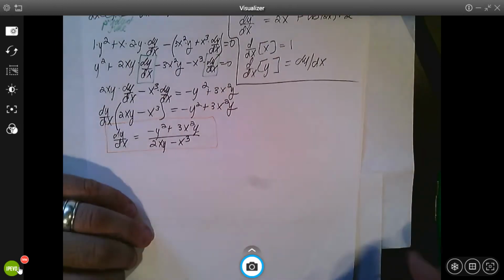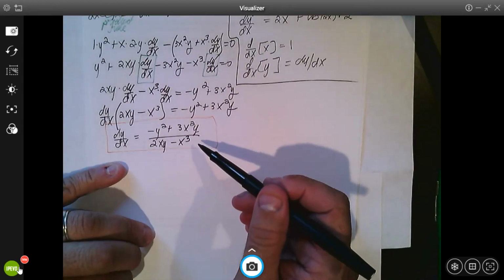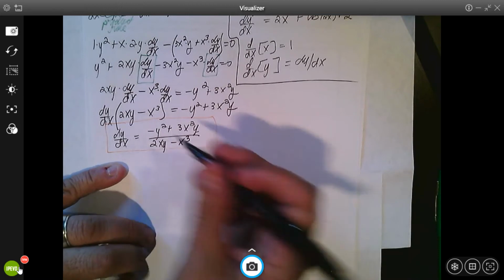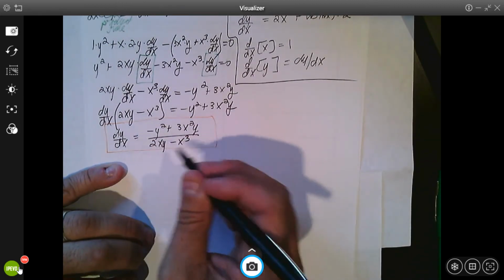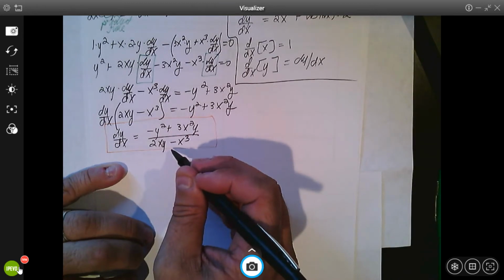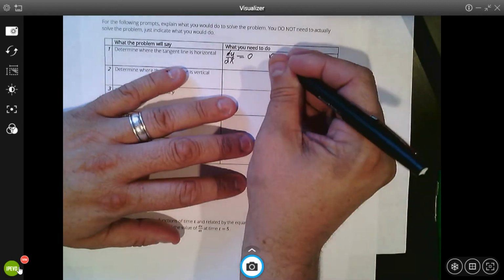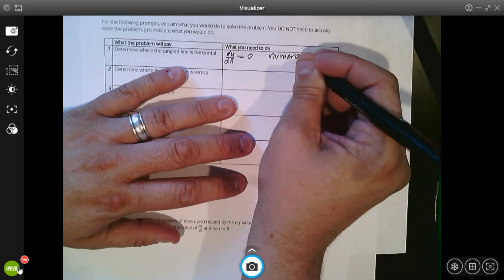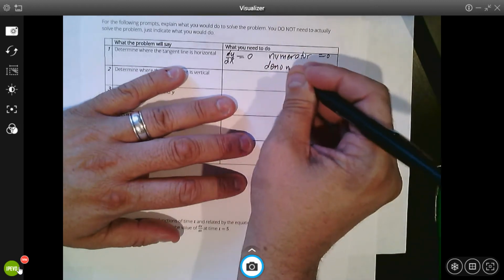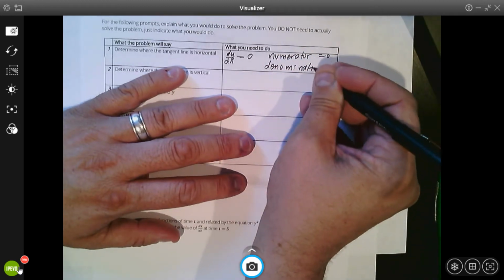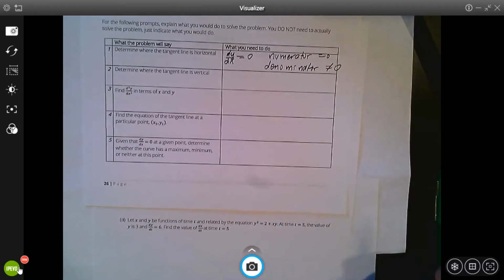If I have an expression like this one, well, why would dy dx be equal to 0? That's when your numerator, the top part of the fraction, is equal to 0. But the denominator is not equal to 0. So I want to be very specific here. If we're dealing with a fraction, the numerator is equal to 0, but your denominator cannot be equal to 0.